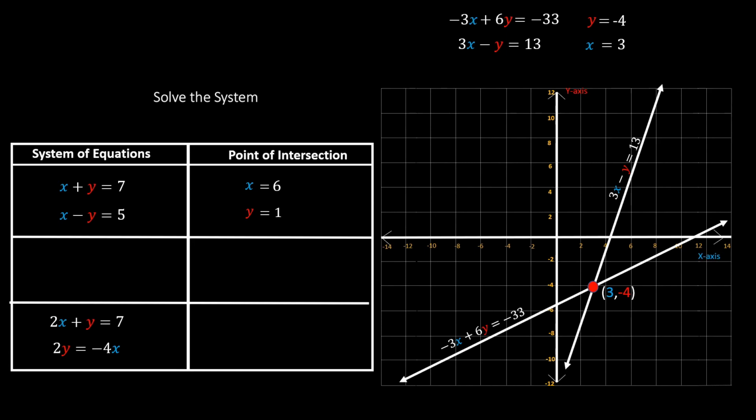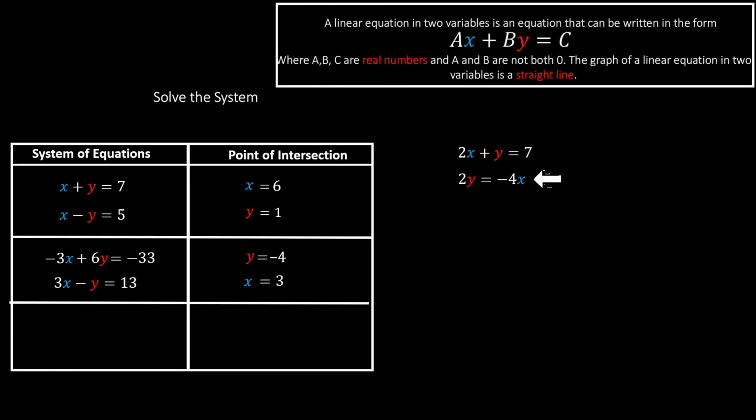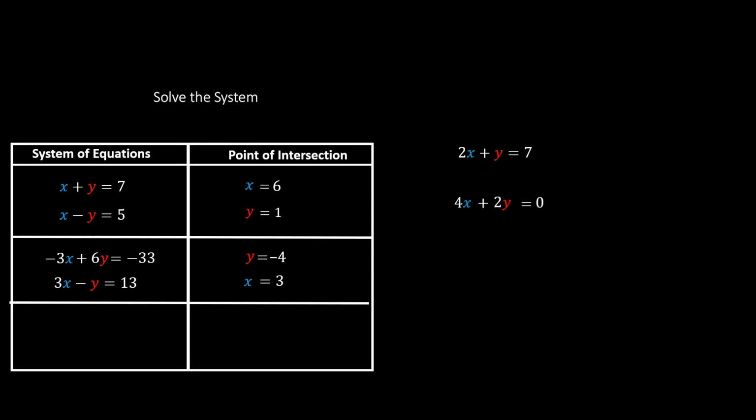Let's do one more example. So if we look at the second equation, we can see that this equation is not written in standard form. If we add 4x on both sides, we get 4x plus 2y is equal to 0. Now before we add the two equations, we can multiply the first equation by negative 2 to cancel out the x. So distributing the 2, we get negative 4x minus 2y is equal to negative 14.